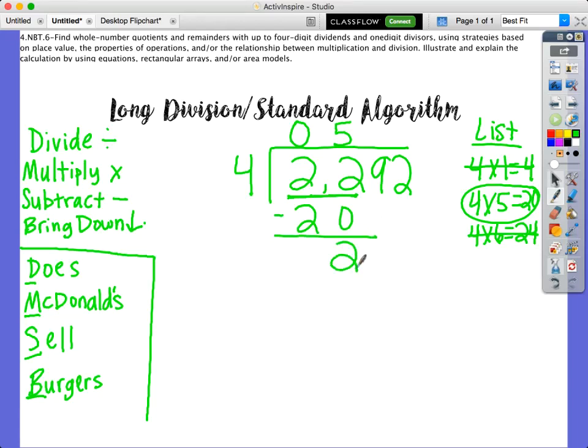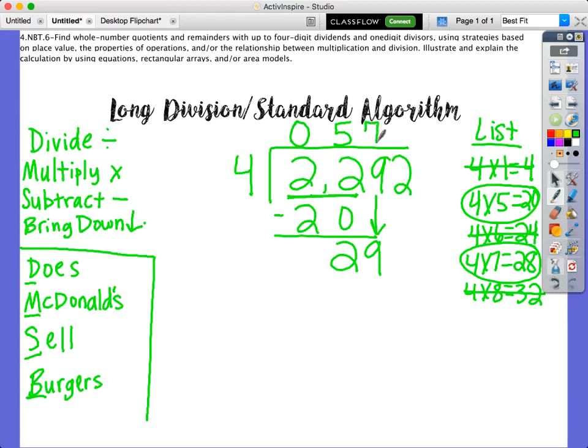Take a look at our next step. We bring down the next digit, which is 9. We then have to go back to our list. 29 is the number we're trying to see how many groups of 4 we can find. So we try a little bit higher. 4 times 7 is 28. 4 times 8 is going to be 32. So we have surpassed 29, so we won't be using that fact, but 4 times 7 is 28. It's going to work out nicely for us.